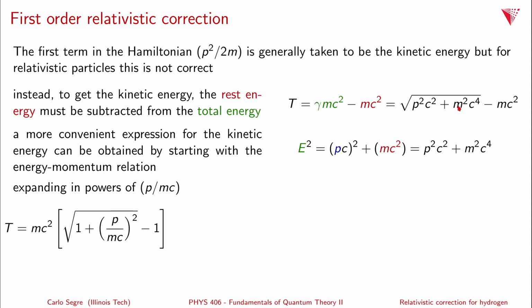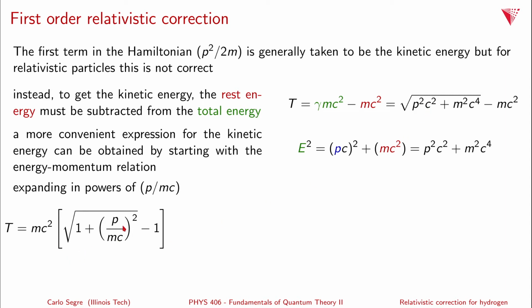Right? I can pull the mc squared out of this because that's this squared. So I pull that out. I have an mc squared here. That gives me the 1. And the square root then becomes 1 plus p over mc quantity squared. And this is p over mc because one of the c's is canceled out by the c that goes along with p.